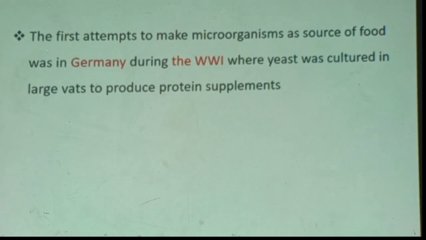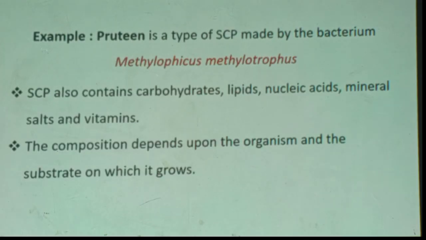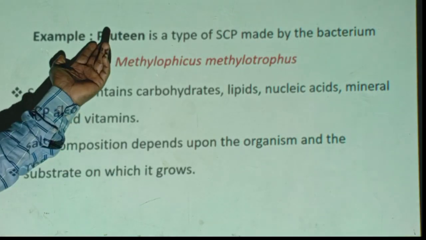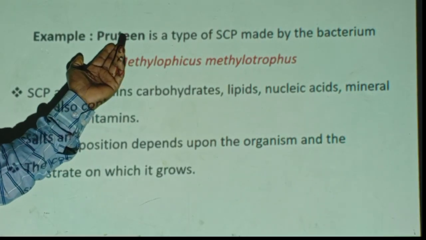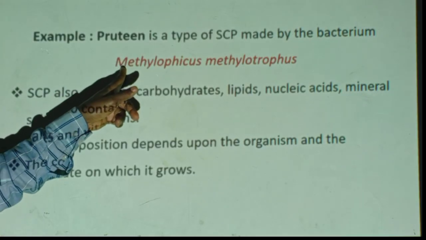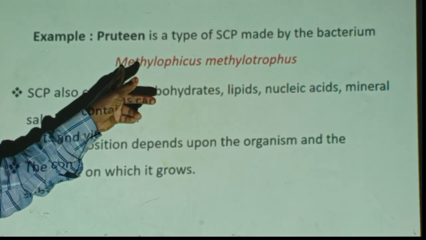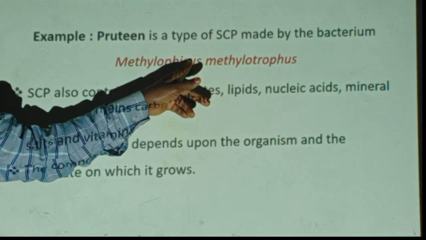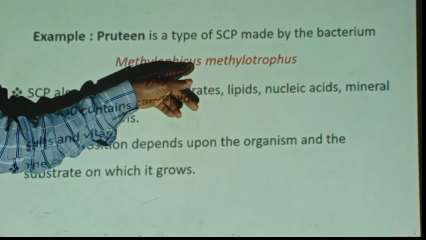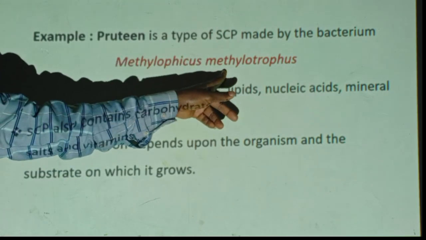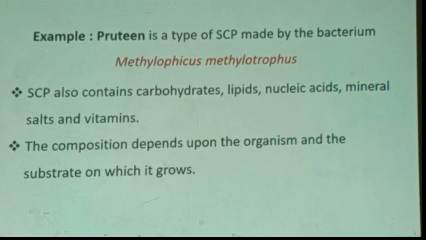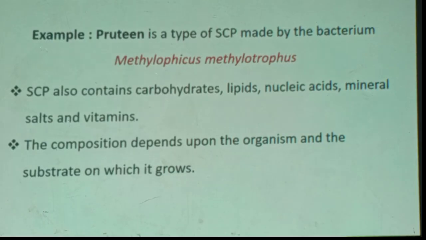Therefore, this is as far as history is concerned, the history of single cell protein production. Another example is a more recent protein-rich food made by the bacterium Methylophilus methylotrophus. This bacterium is really smart, because if you multiply it in industries, it can produce special types of proteins with a large number of essential amino acids, very essential amino acids.